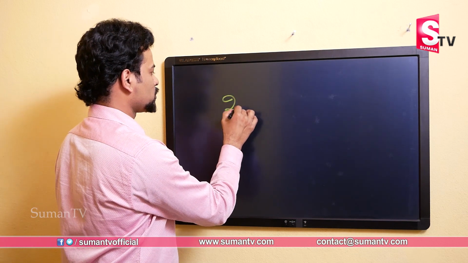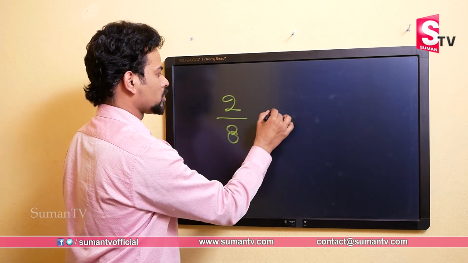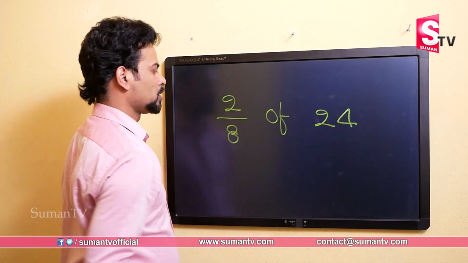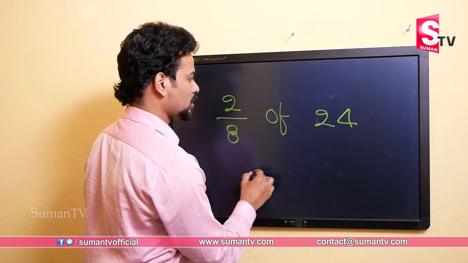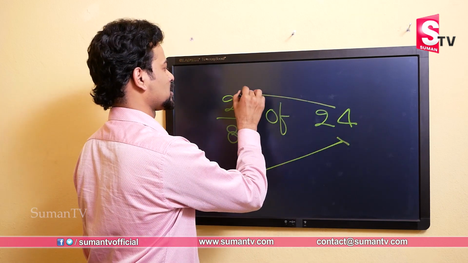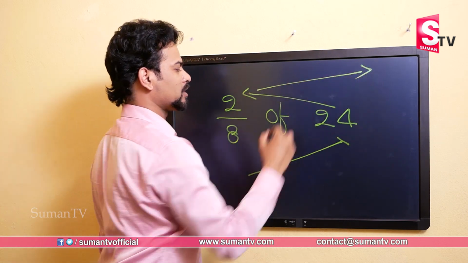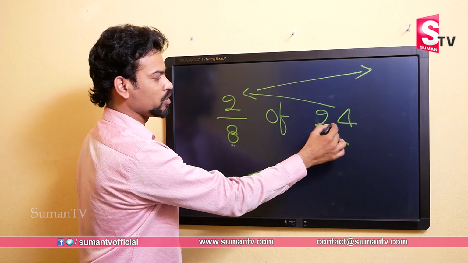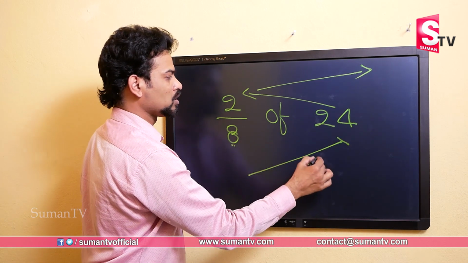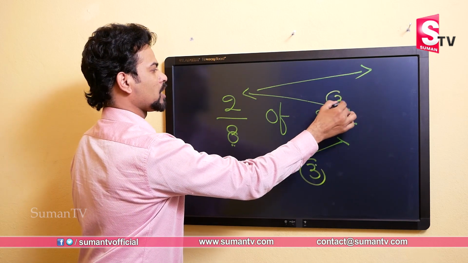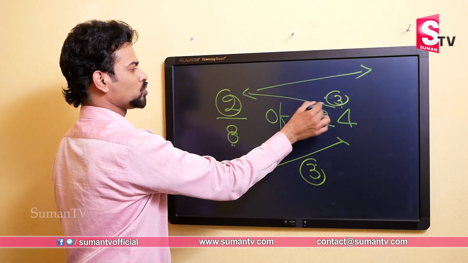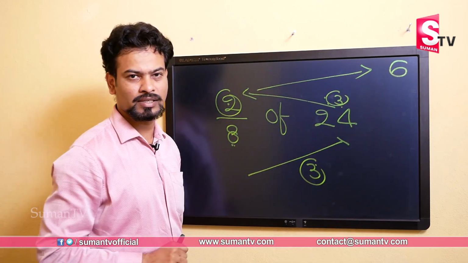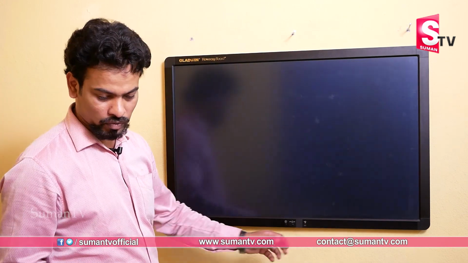Let's try 2 by 8 of 24. So let's do again the zigzag method. So it will be like this, and like this. So 8, we know the 8 table, 8 into 3, that is 24. So this 3, again you multiply with this 2. So 3 multiplied by 2 and we got the final answer 6. Let's do one more example for you.